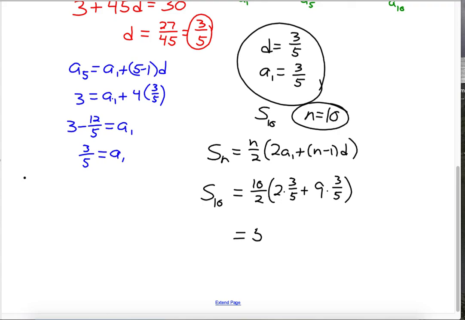So 10 divided by 2 is 5. We have 6/5 plus 27/5. So that's going to give us 33/5. 5 times 33/5, the 5's cancel, and we're going to get 33. And there we go. So now we can figure out any particular term, we can figure out the common difference, we can figure out the sum of terms for an arithmetic sequence.